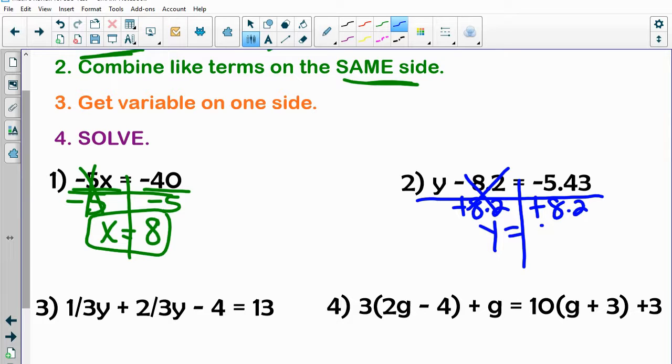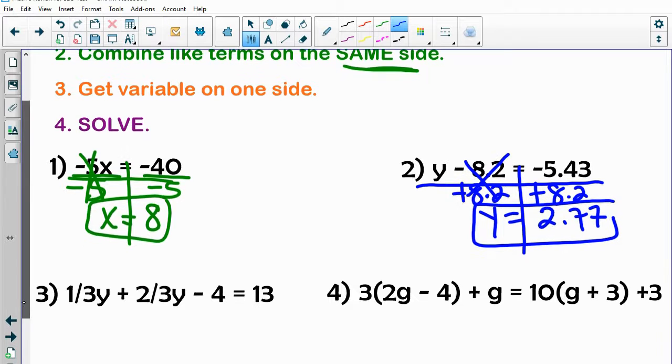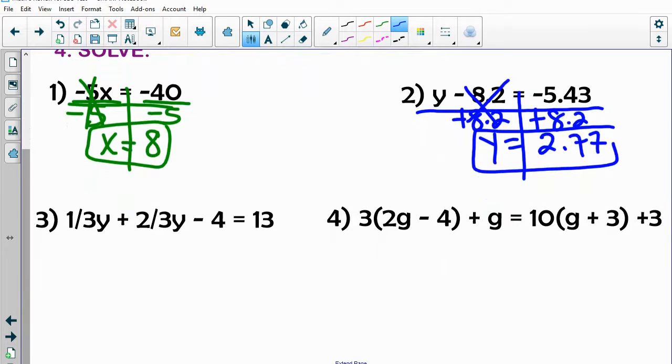We'll try it one more time. Do either 8.2 minus 5.43. What do we get? 2.77. Good, 2.77. Yes. You can do negative 5.43 plus 8.2, or you can do 8.2 minus 5.43. And the y is by itself. So calculators can help us with decimals. Sometimes we only have one little thing to do. Now we write down number 3.